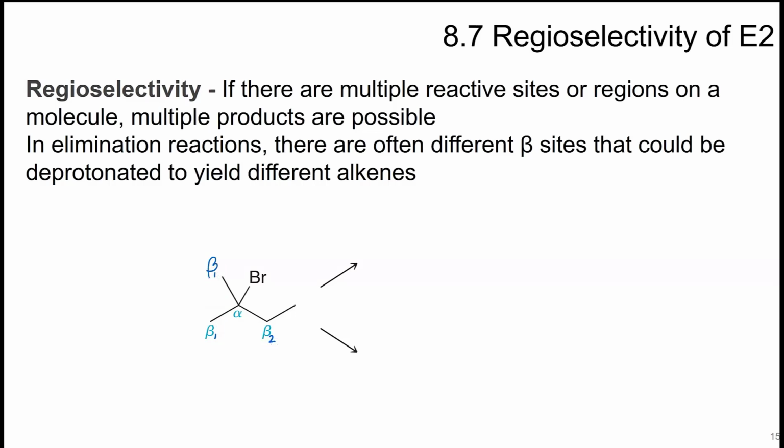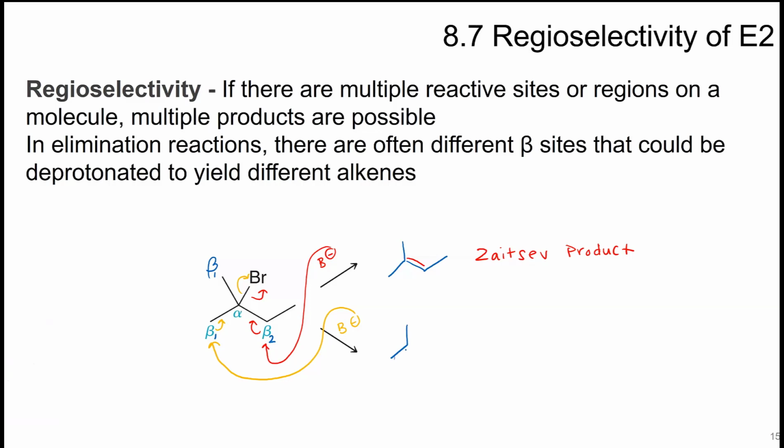If I do a reaction in which I extract B2, I have a base, and it's going to grab the H from the B2. Those electrons come in here and kick that off. I'll get a double bond here. This is called the Zaitsev product. If I have a base here, and I pull off beta 1, those electrons go into here, and that kicks the bromine off. And the double bond forms here. This is the Hofmann product.